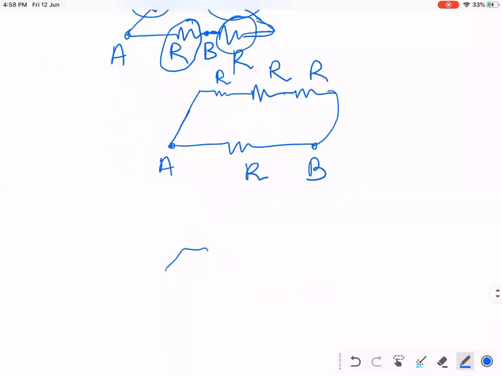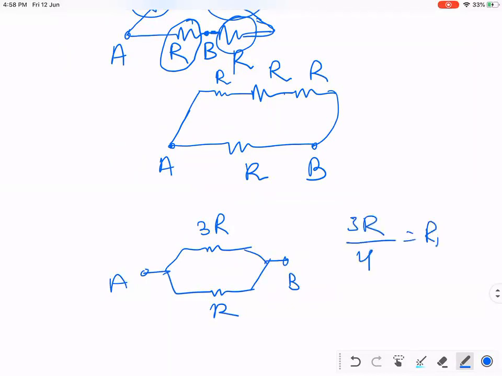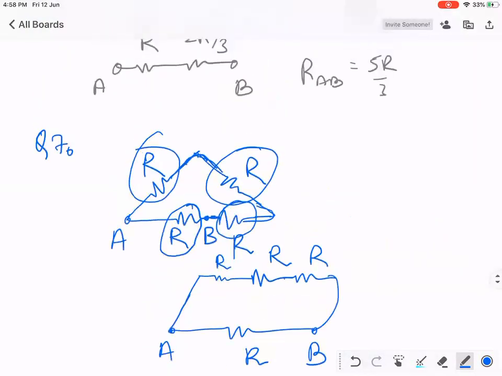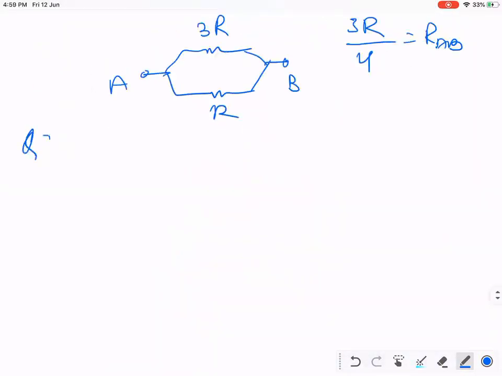So we got two resistances like this, 3R and R. See, you'll have to go very carefully. Very carefully. So you got 3R by 4. This is your answer. Okay. Question number 7. Now let's solve another question.